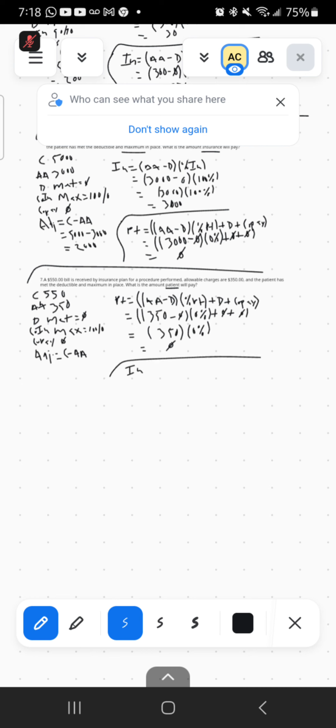The insurance, just because we can. Only one parenthesis: allowed amount, minus deductible, times the percentage for the insurance. The allowed amount, 350, minus 0, times 100%. So 350 times 100% is 350.